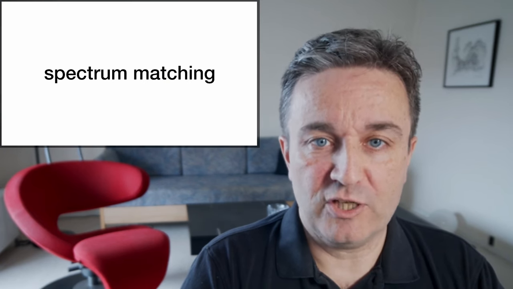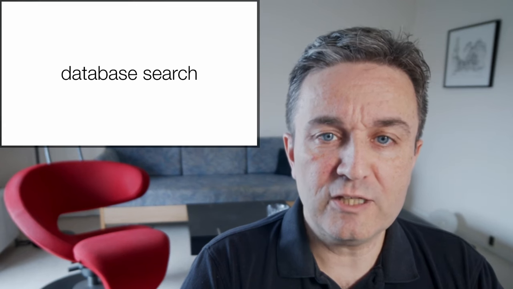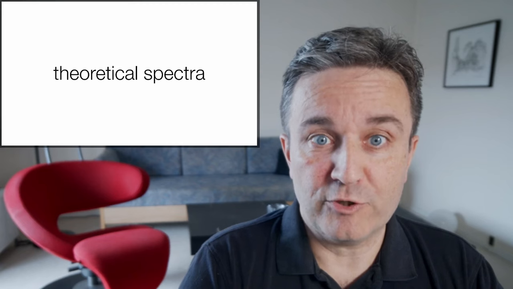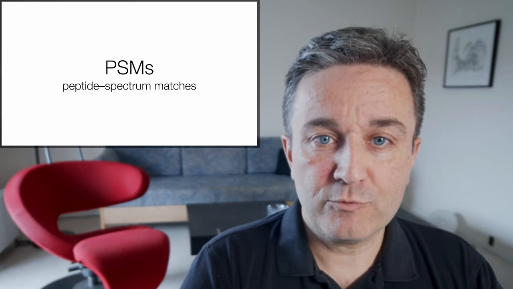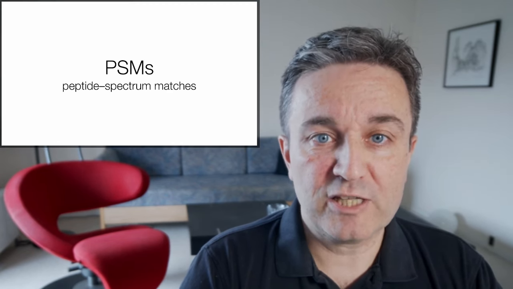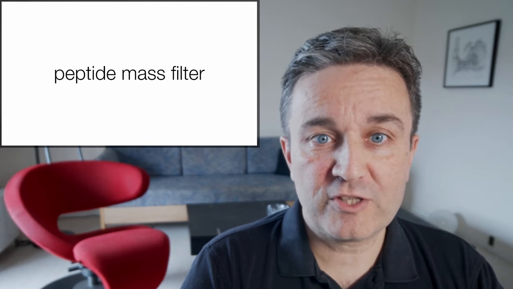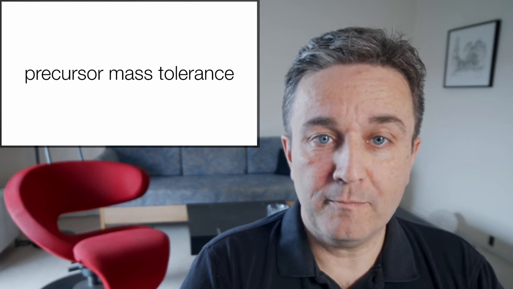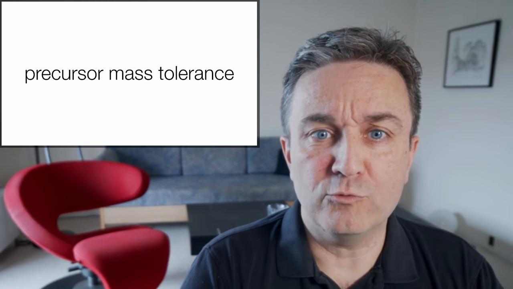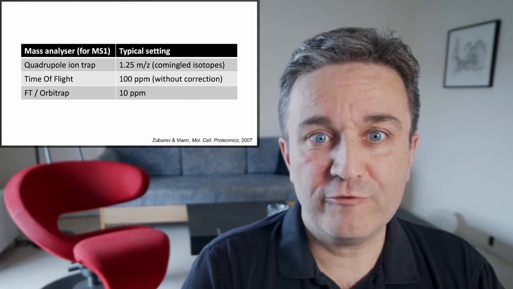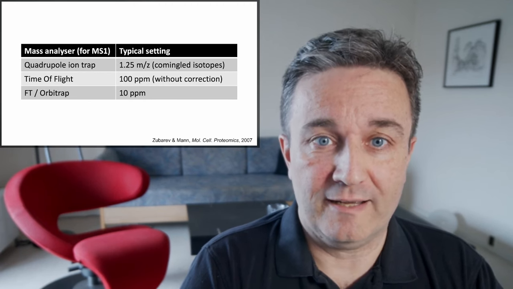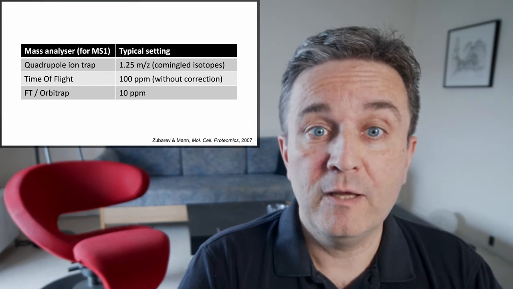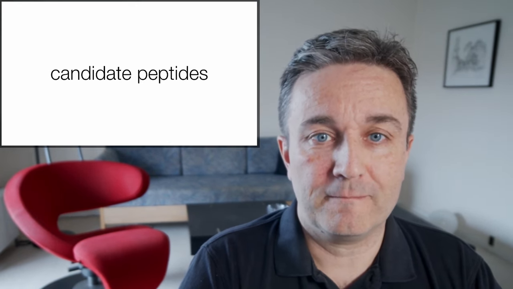So how does the spectrum matching work? The idea is that you do a database search in which you match observed spectra against the theoretical spectra that we've just created a database of. This results in so-called PSMs, peptide spectrum matches. The first step is to apply a peptide mass filter. That is, you filter on the precursor mass tolerance on the instrument to only look at the relevant fragment spectra. How narrow a filter you can use depends on the type of instrument you have. If you're using an Orbitrap, for example, you can go all the way down and use 10 ppm, which is good since it reduces your search space.